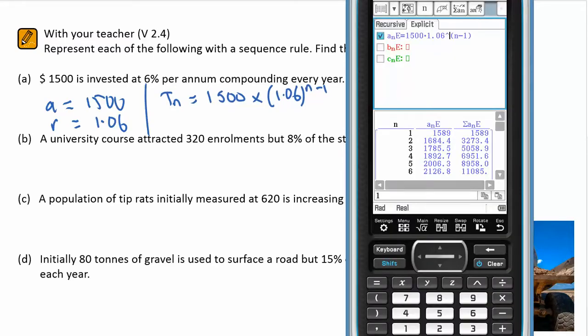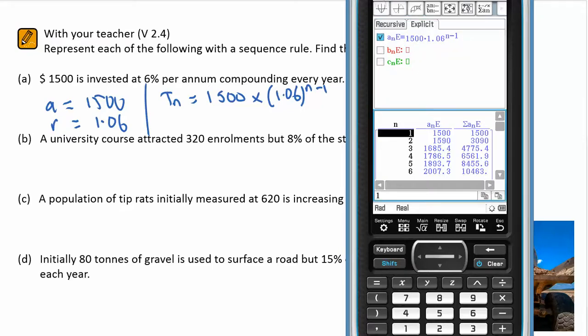So if we enter that into our calculator, 1500 times 1.06 up arrow to the power of, make sure you bracket your n minus 1. And you can see the progression there. So we can just simply write that down onto our sheets.